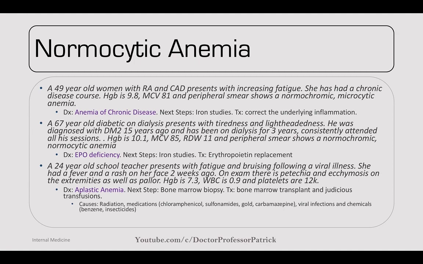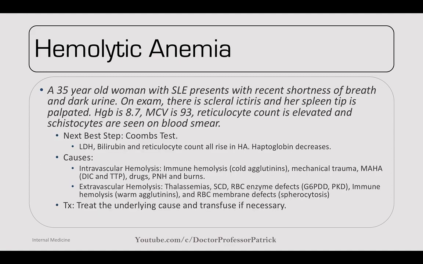Some of the causes here are radiation, medications like chloramphenicol, sulfonamides, gold, and carbamazepine, or viral infections. This is likely a parvovirus B19 infection, and chemicals like benzene or insecticides. So going to the hemolytic anemias, we've got a 35-year-old woman with SLE who presents with shortness of breath and dark urine. On exam, there's scleral icterus and her spleen tip is palpated.